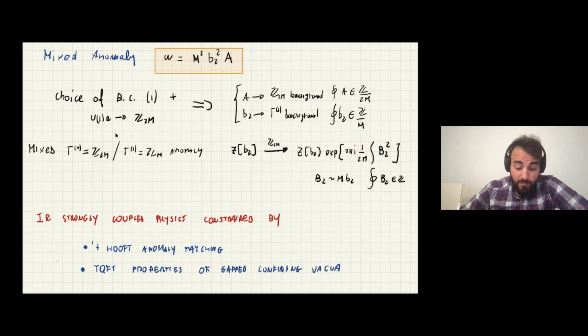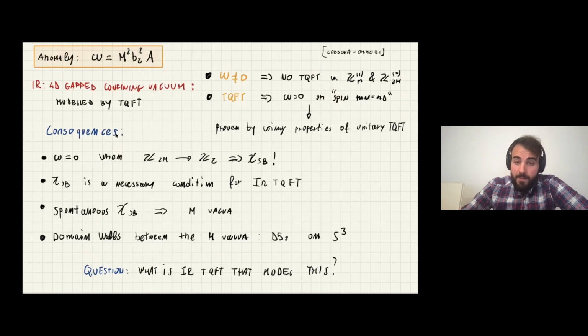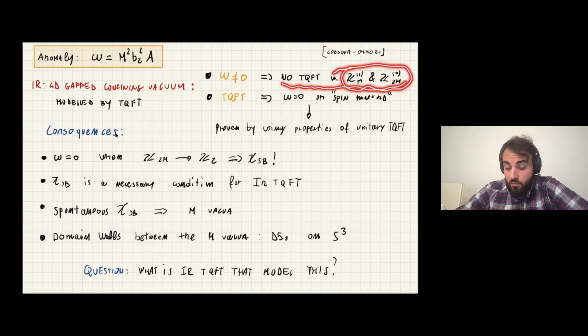But this anomaly is very important because we can now constrain the strongly coupled physics. The strongly coupled physics is constrained by the 't Hooft anomaly matching, and moreover also by topological quantum field theory properties of the gapped confining vacuum. So the infrared physics of a four-dimensional gapped confining vacuum is modeled by a topological quantum field theory, TQFT. And in this paper, it was shown that if the anomaly, this omega, is non-trivial, then there is no TQFT which has these two symmetries.